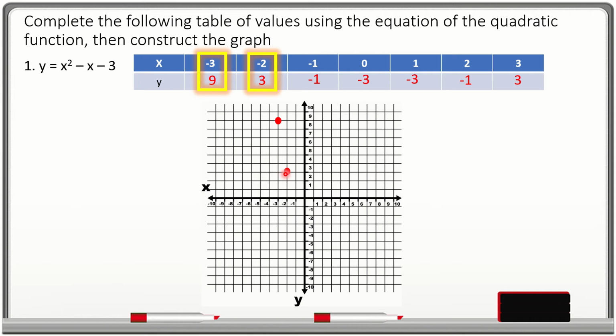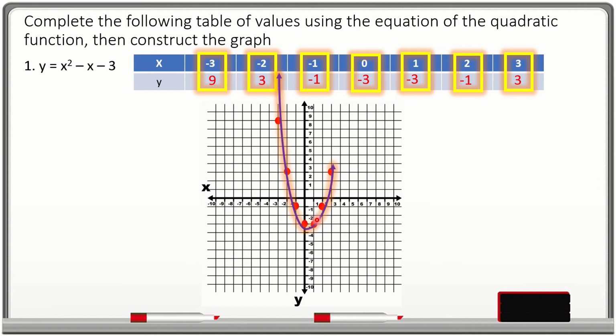Next is we have negative 1 and 1, which is in the third quadrant. That is placed here. So negative 1, 1. Next is 0, negative 3, which is on the y-axis. We have here 0, negative 3. Next, we have 1, negative 3, which is here. Then we have 2, negative 1. And lastly, 3 and 3, which is in quadrant 1. After we plot these points, we will now connect the dots and we will now have a parabola that opens upward.